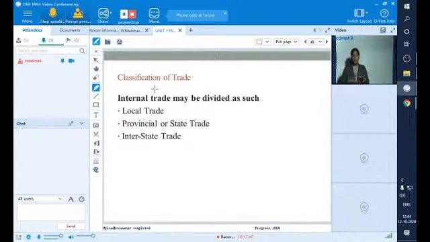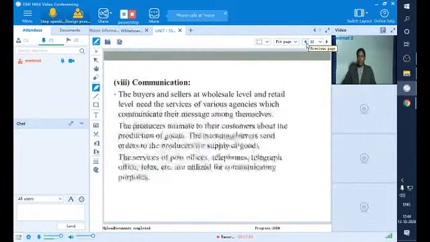In the next class we will see external trade and its classifications. I think you are clear about the topics. From the next class we will see the next topic in detail.